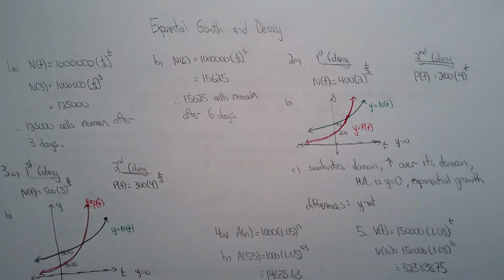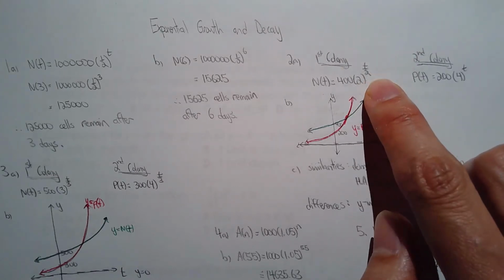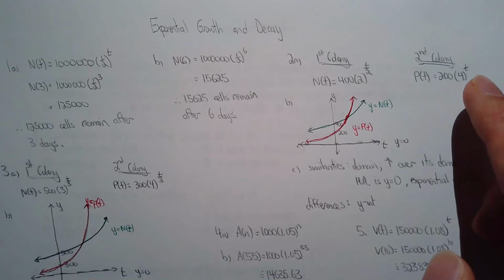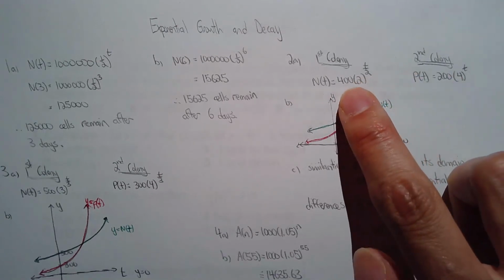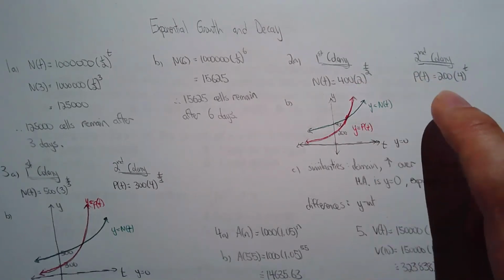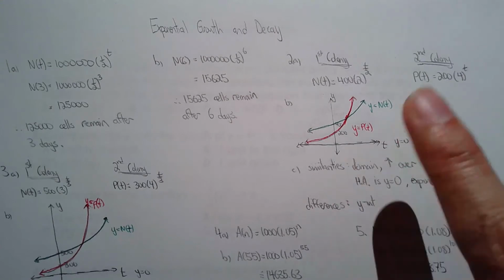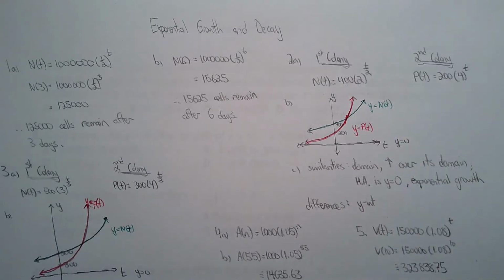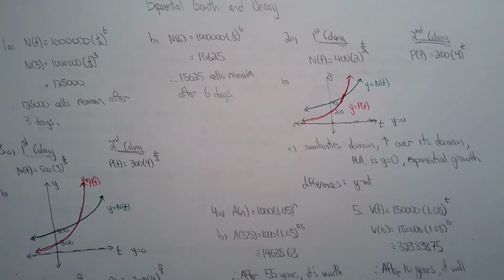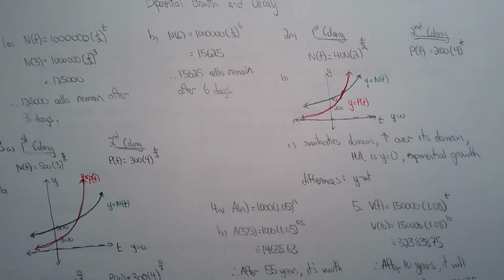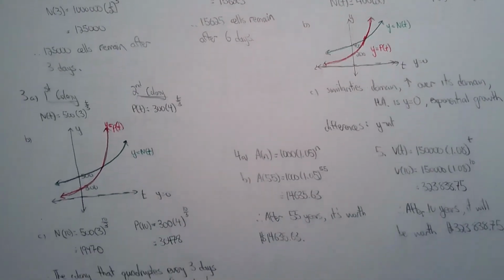For the second question, you're basically working with two exponential models. This is doubling every 2 days. This is quadrupling every day. So even though you start off with more, over time, the second colony is going to outgrow the first colony. There's some graphs, similarities, differences. Not much to say there.